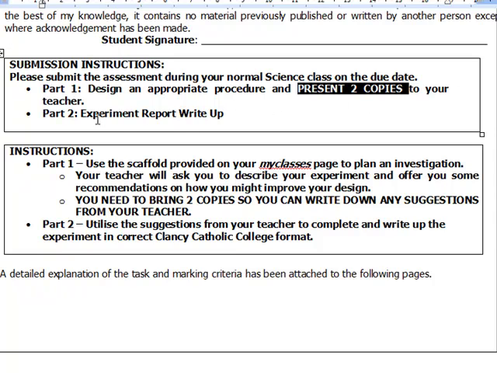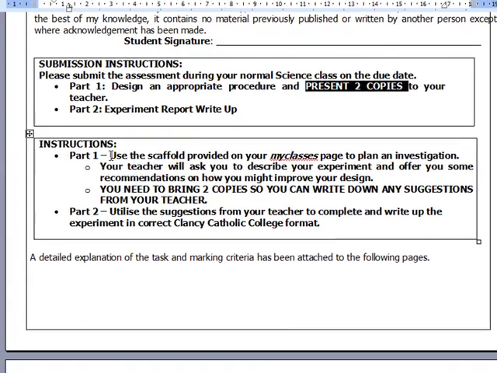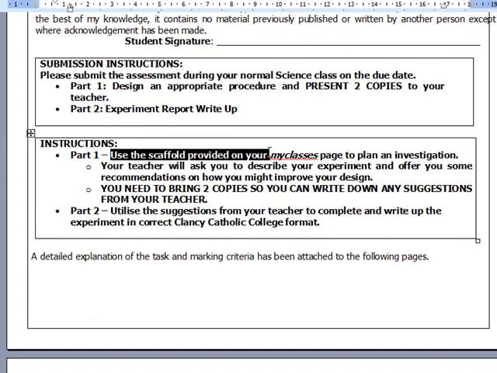Second part being to write up the experiment, to actually do the experiment and then to write up the experiment report. You'll notice here it says that in this section your scaffold is provided on that My Classes page, and I'll be going through that shortly. So when you hand in part 1, we will ask you to describe your experiment and we will offer you some recommendations on how you might improve your design.